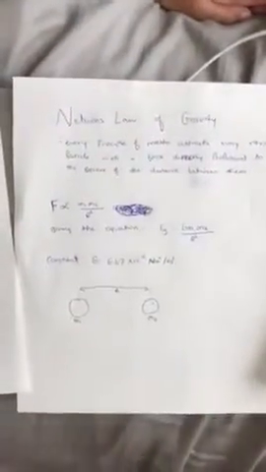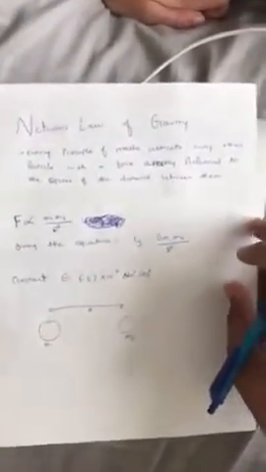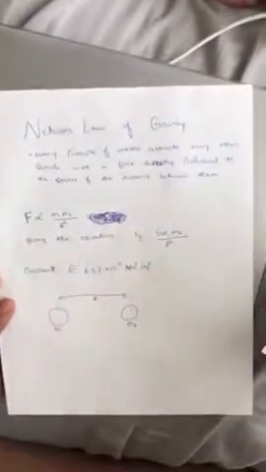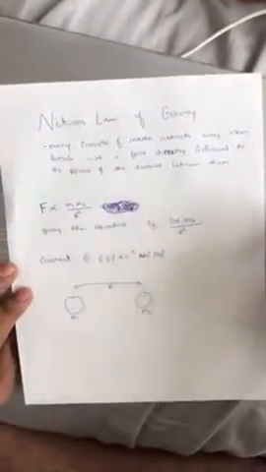Gravity is the attraction force between particles. Newton's law of gravity states that every particle of matter attracts every other particle with a force directly proportional to the product of their masses and inversely proportional to the square of the distance between them.